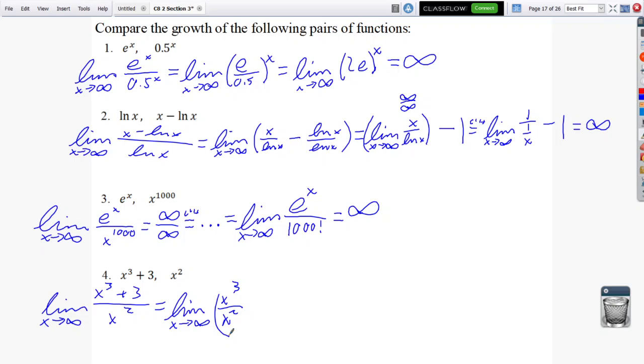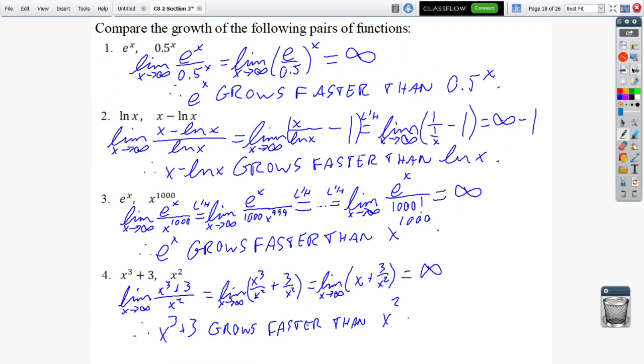So we'd have x cubed over x squared plus 3 over x squared, which is equal to the limit as x approaches infinity, which now x cubed divided by x squared, that's x, good, plus 3 over x squared, which ends up being infinity plus 0, which is still going to be infinity. Therefore, the cubic grows faster than the quadratic. x cubed plus 3 grows faster than x squared. And there you go. There's all my conclusions written up there. I wrote them in spontaneously.